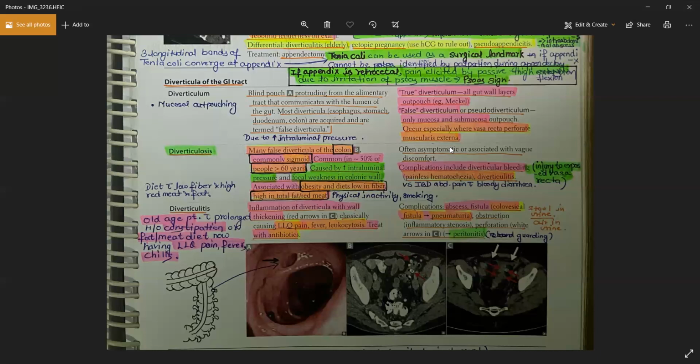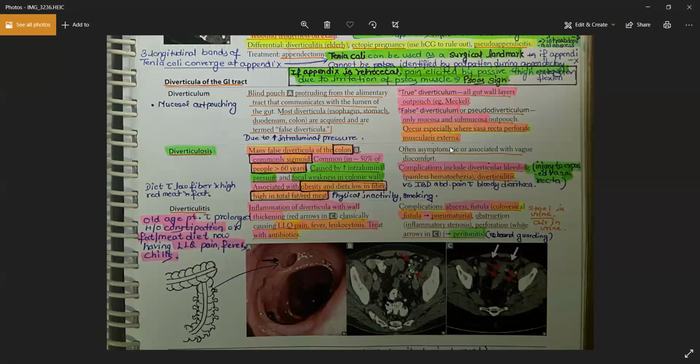And then you need to know about the complications, which are first the bleeding. Bleeding is always painless. The patient will have painless hematochezia, okay, as well as iron deficiency anemia. In case of any obstruction by a fecalith, the patient can also have diverticulitis, which is an inflammation. Just like appendicitis, it will present as pain in the abdomen. Nausea, vomiting would be there. The pain will be in the left quadrant, while in case of appendicitis, the pain will be in the right quadrant. Okay, and fever, leukocytosis would be there.